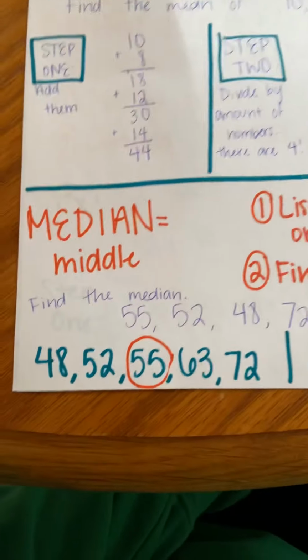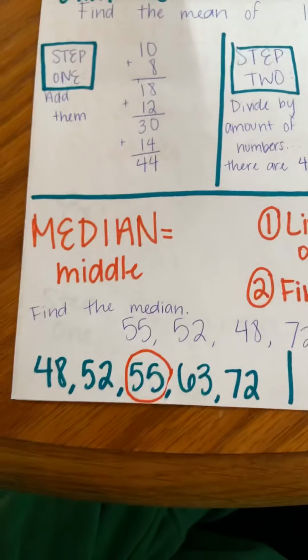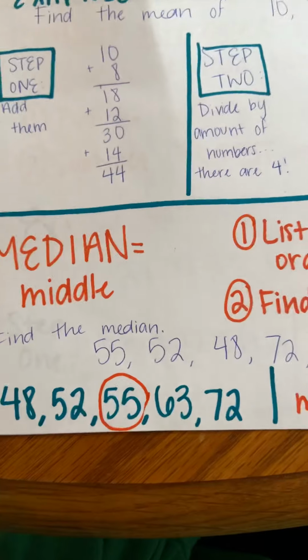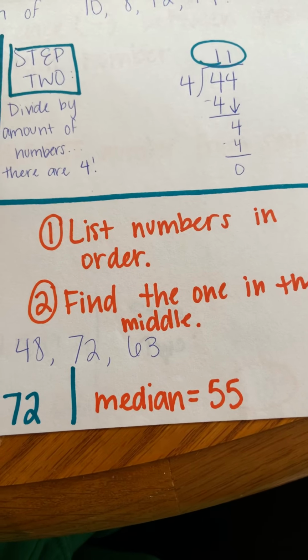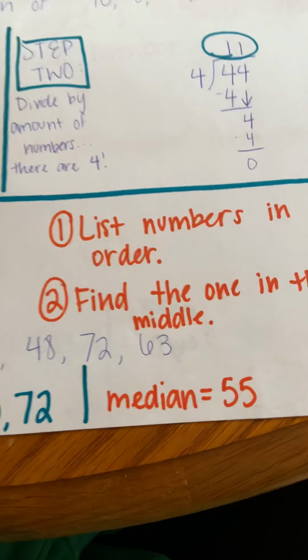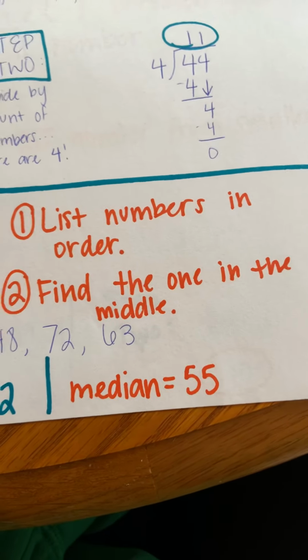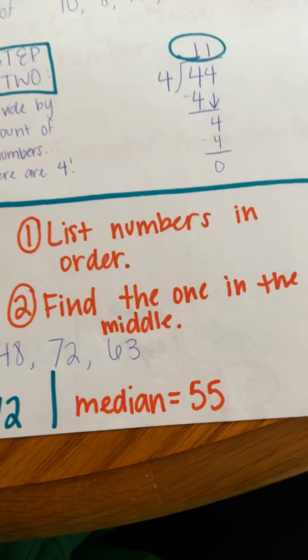All right, median, there's like a little thing. It's like, hey diddle diddle, the median is the middle. So the median is just that number that's going to be in the middle, but the most important part of this is step 1. List the numbers in order. If you don't put them in order, your middle is not going to actually be your middle and your problem won't be right. So step 1, super important. Just take the time to put the numbers in order.